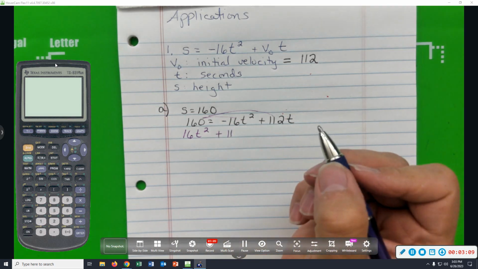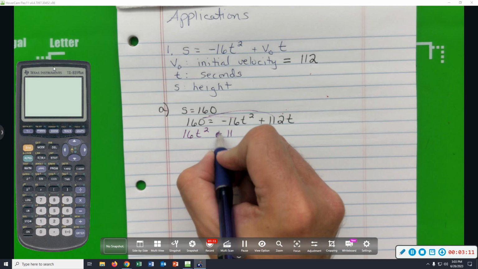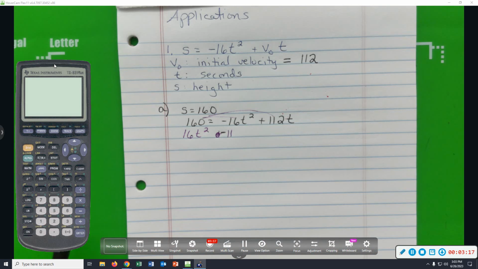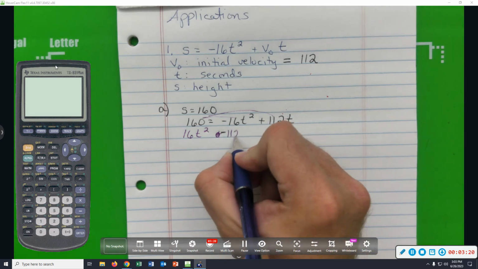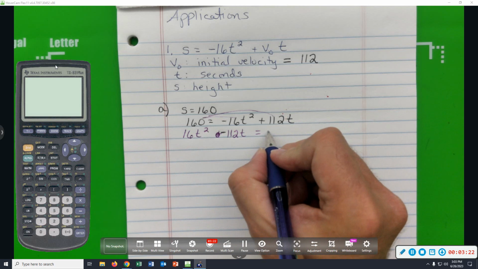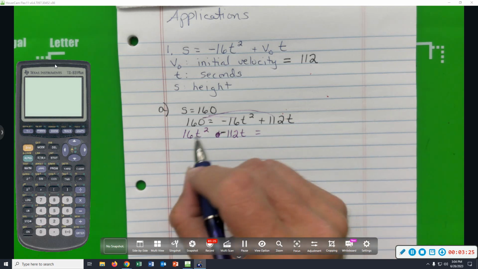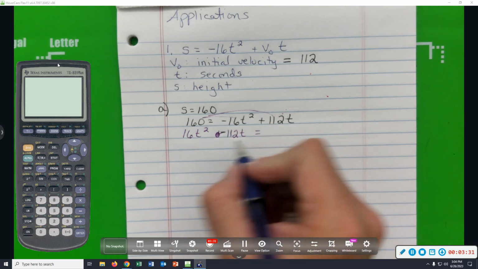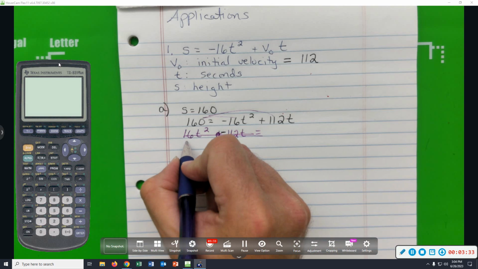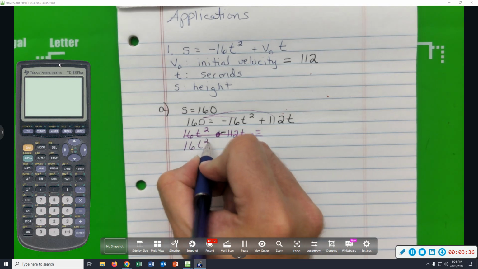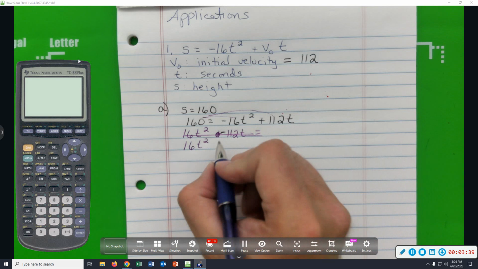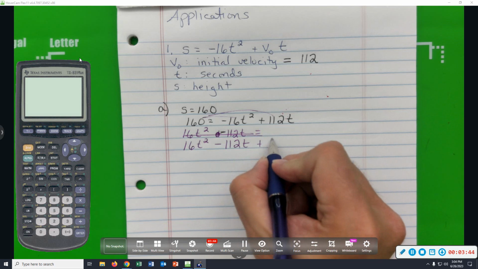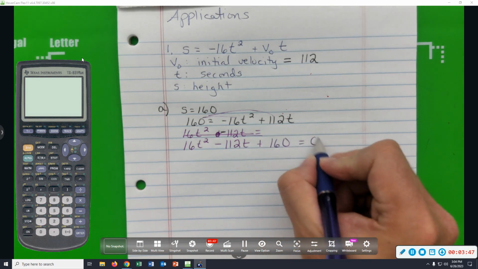No, I disagree with that. Oh, yeah, you're right. Minus. I'm moving the 112. That should be a minus. 112t equals... No. Moving this over should be a plus 160. You know what? Let me write it neater. You just know it's going to be a great class when you make a mistake like that on the first problem. 16t squared minus 112t plus 160 equals 0.